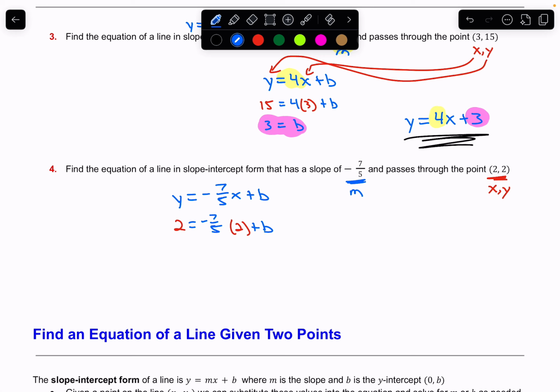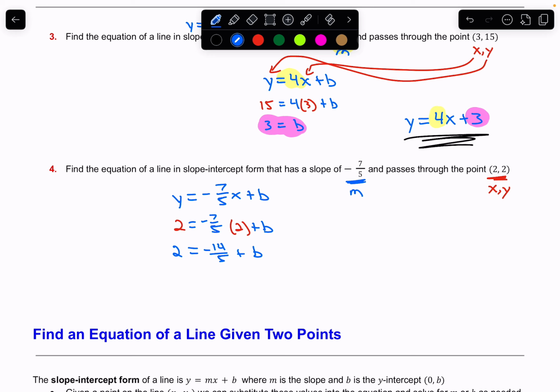So now I'm going to have to work a little bit harder to get what the b value is because we have fractions involved. So on the left, I just have 2. And then negative 7 over 5 times 2 is negative 14 over 5. Now we're going to add that to both sides.